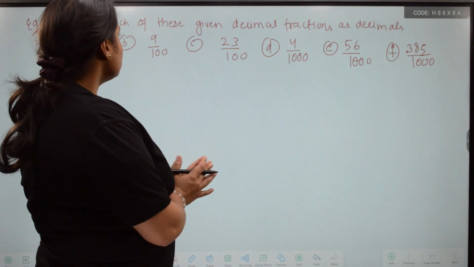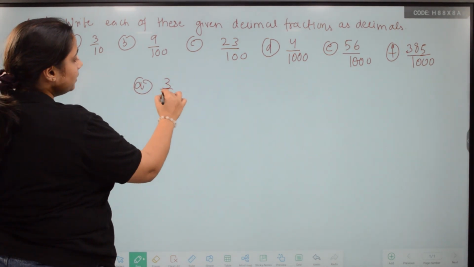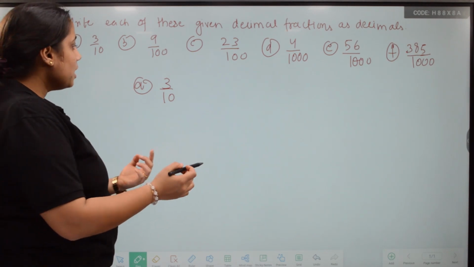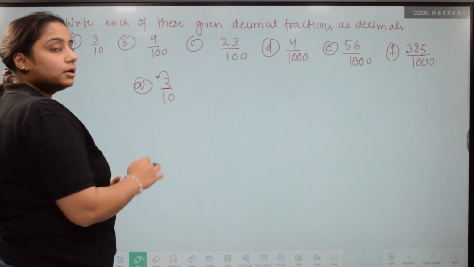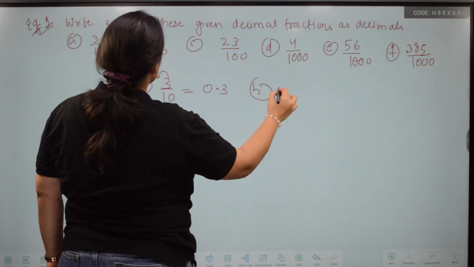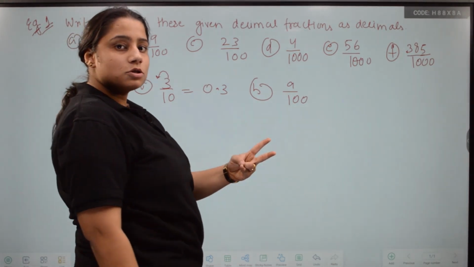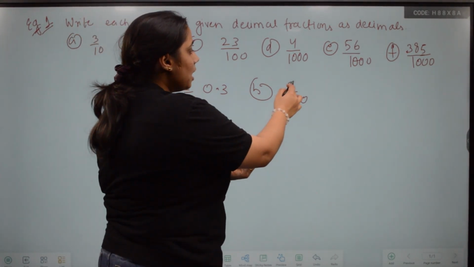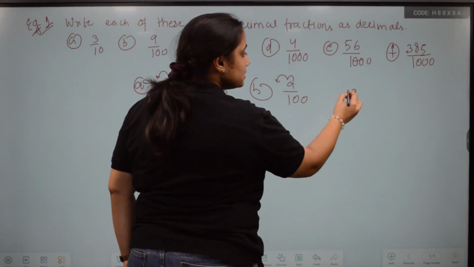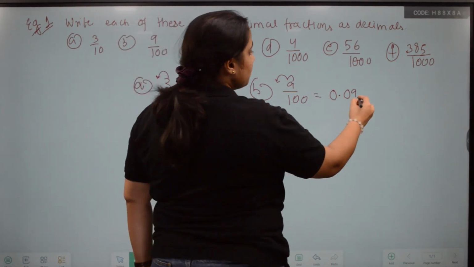Example 1. Write each of these given decimal fractions as decimals. Part A, 3 by 10. You can see that the denominator has only 1 zero. So place the decimal after one digit from the extreme right. So it becomes 0.3. Part B, 9 by 100. You can see that the denominator has 2 zeros. So we'll place the decimal after counting 2 digits from the extreme right. So for 9, we can place 0 here, then a decimal. So it becomes 0.09.